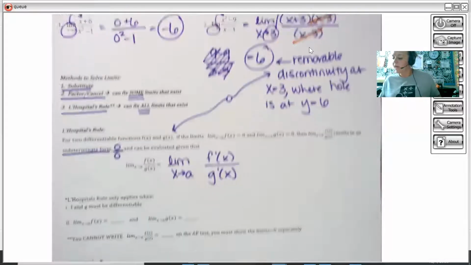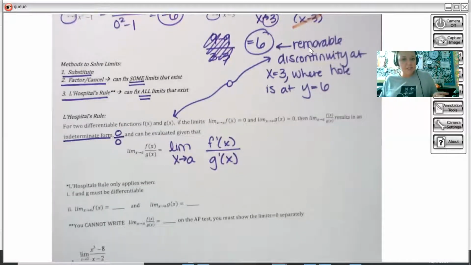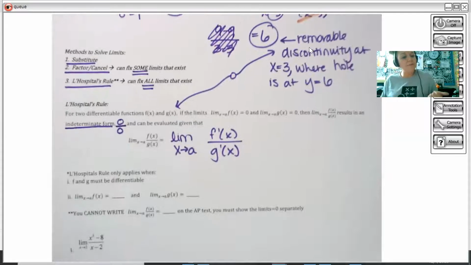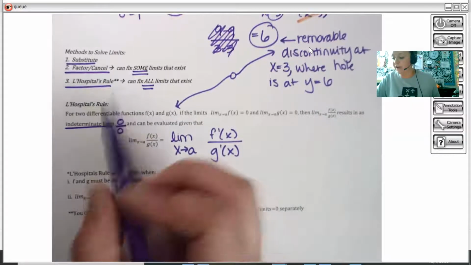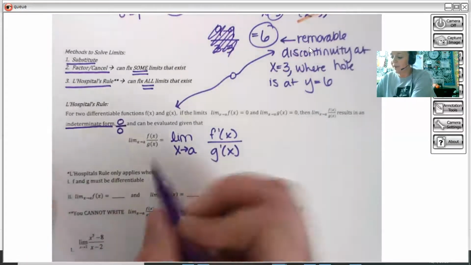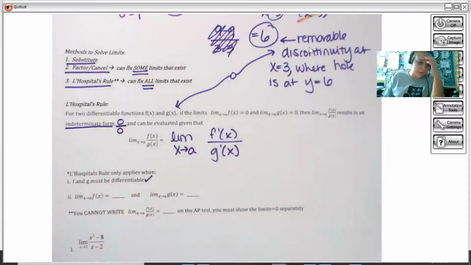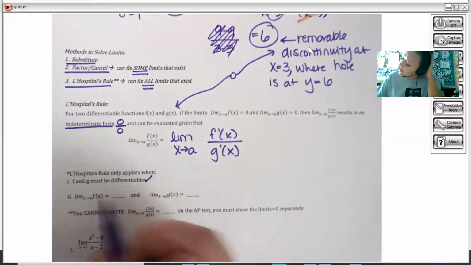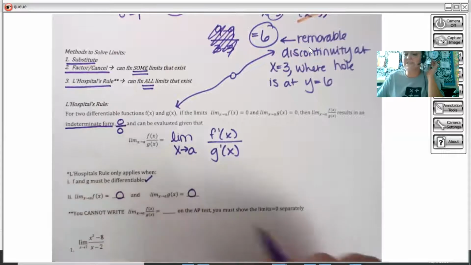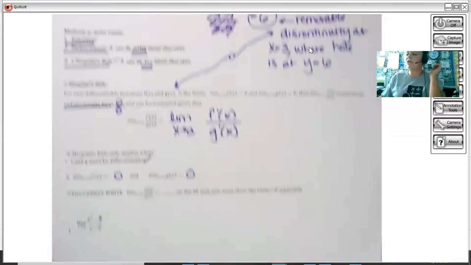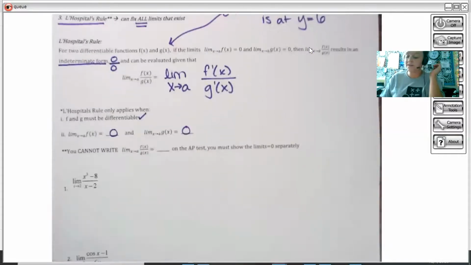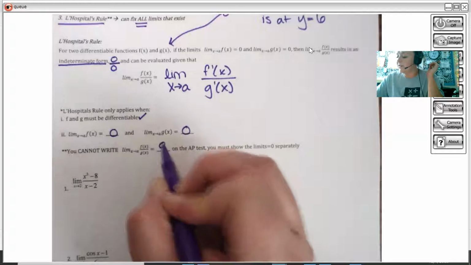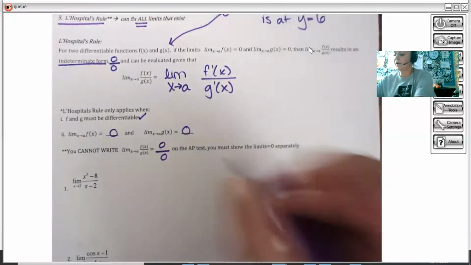So let's look at some conditions for the theorem. This theorem only applies when f and g are differentiable functions. Okay, so we have to make sure they're both differentiable. And then also your limit as x approaches a of f has to be 0 and g has to be 0.